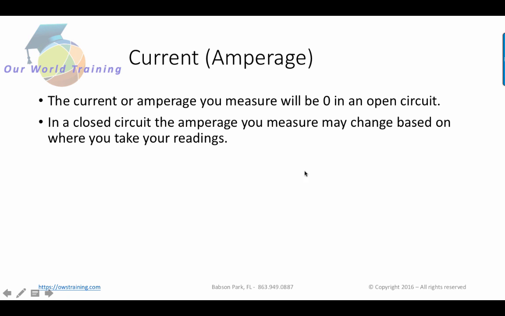Current, or the amperage you measure, will be 0 in an open circuit because there's no voltage being used. If the switch is open, the circuit is not using anything. In a closed circuit, the amperage you measure may change based on where you take your readings.